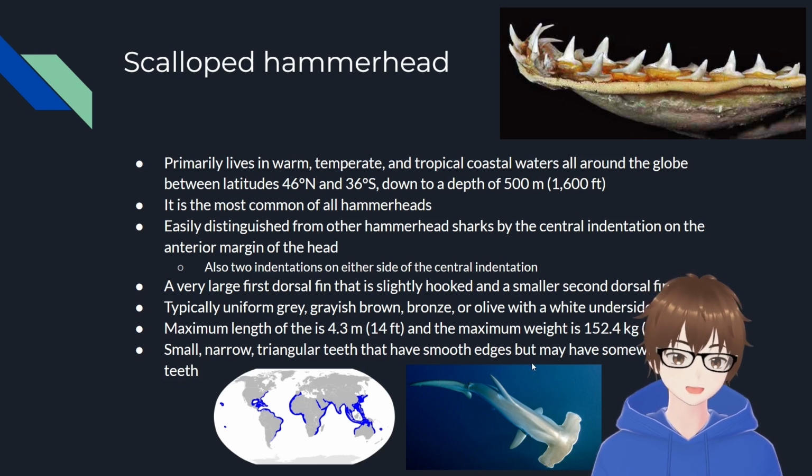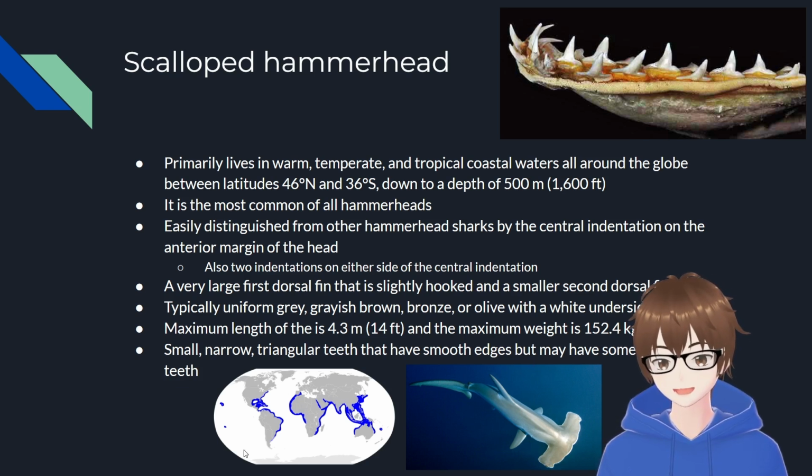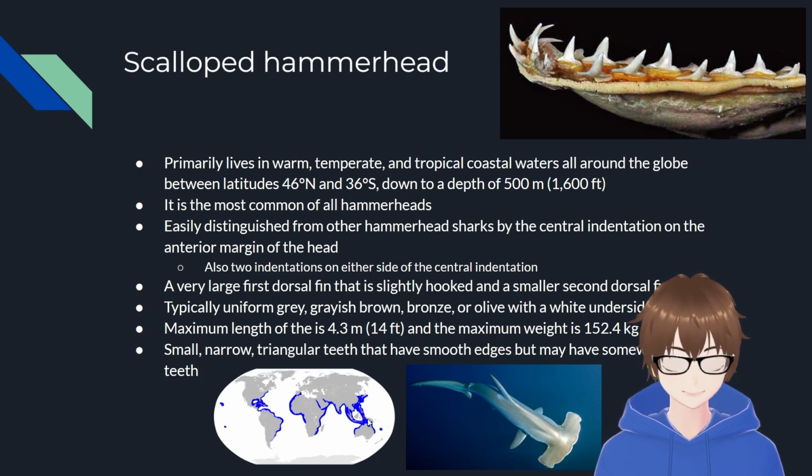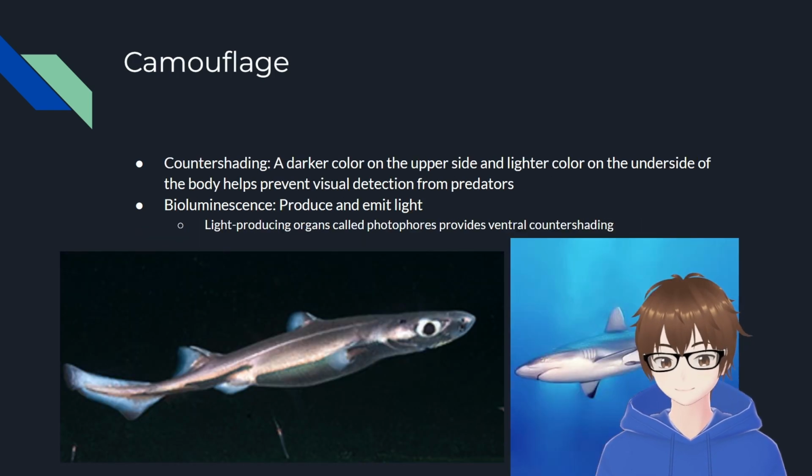And on the bottom here, of course, we have the picture of the shark and also of its range. It's around the east coast of the Americas, the west coast of Africa, and also the east coast and south of Eurasia, Australia, Indonesia, all that area there. Even though sharks are predators, they sometimes use camouflage.